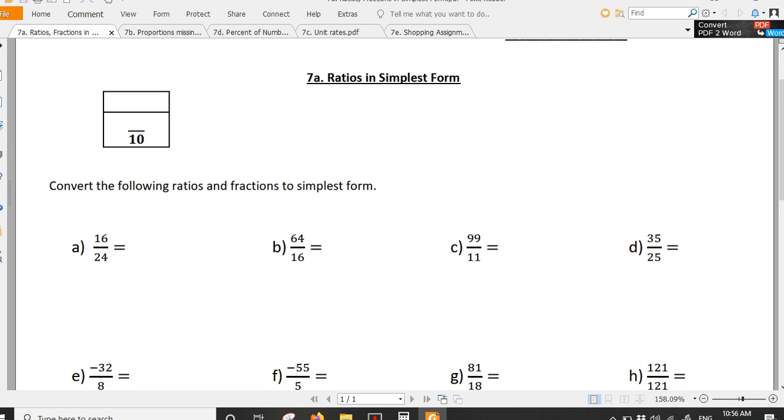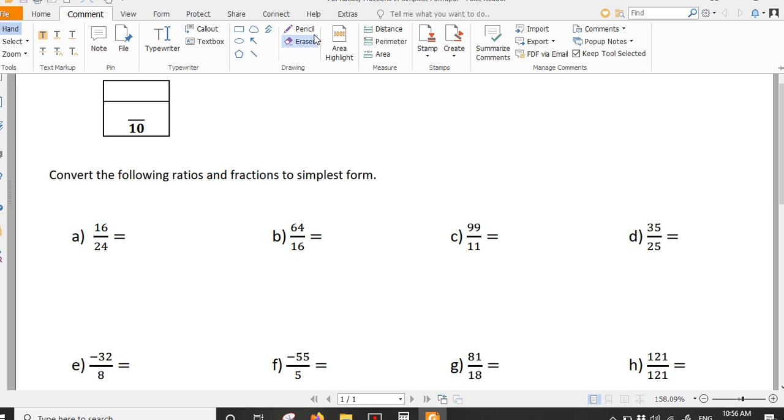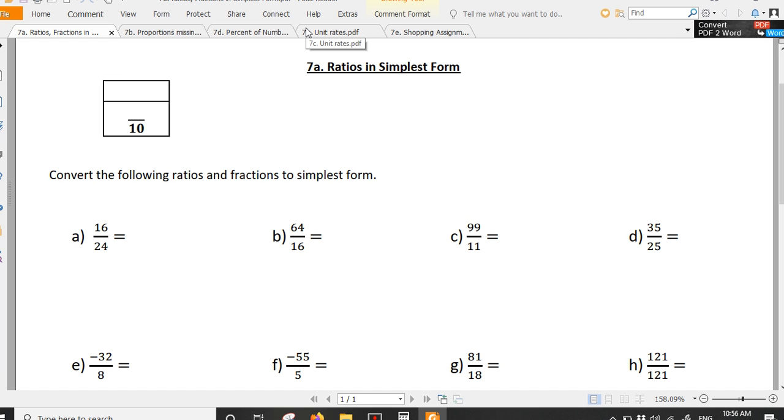So 7a, ratios in simplest form. All we're doing today is pretty straightforward. It's quite a breeze. All we're doing today is making fractions simpler. So what do I mean by that? Well, that means if I look at 4 over 8, you can immediately associate that with saying it's the same thing as 1 over 2, right? 1 half. Half of 8 is 4. If we get 4 slices out of the 8 possible slices, you're getting half the pizza.